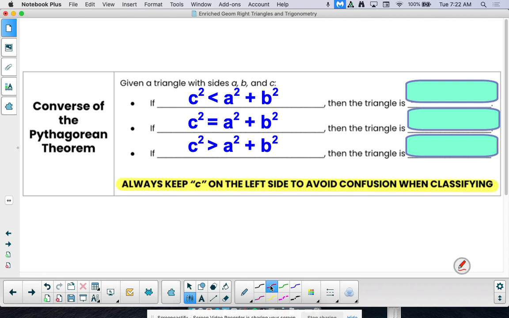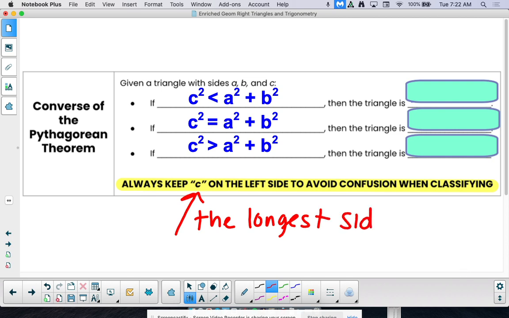Something you maybe want to highlight is always keep the C, which is your longest side, on the left side, so that it makes classifying much easier. So that's why I had that C squared on the left side instead of having it A squared plus B squared equals C squared. But here we go.